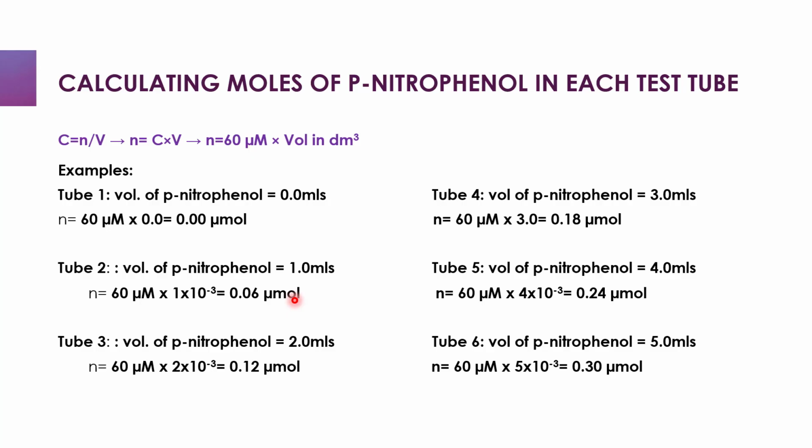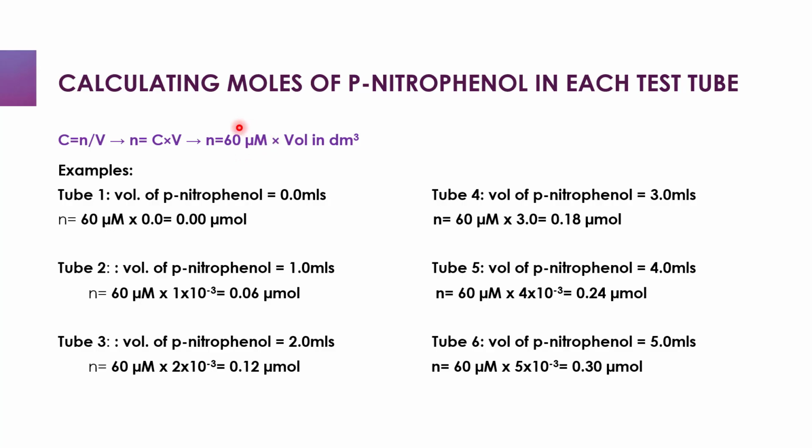Now let's do some calculations to determine the moles of p-nitrophenol in each test tube. We are going to use the equation: concentration is given as moles over the volume in dm cubed, and we make the moles the subject in this equation. Making the mole the subject, we have moles equals concentration times volume in dm cubed, and we know that the concentration of the p-nitrophenol that is being used in this test is 60 micromolar.